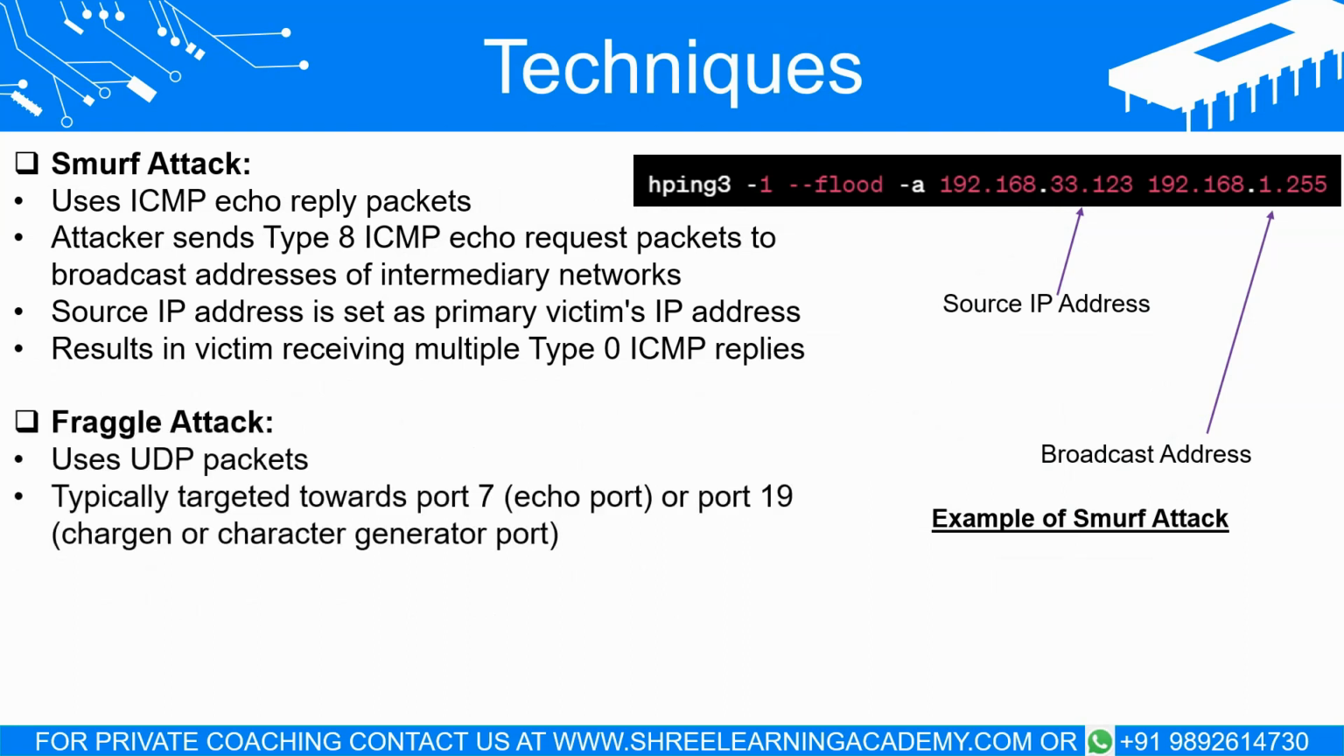Fraggle. The Fraggle attack is a type of DRDoS that involves the use of UDP packets that are usually targeted towards port 7, echo port, or port 19, chargen or character generator port.